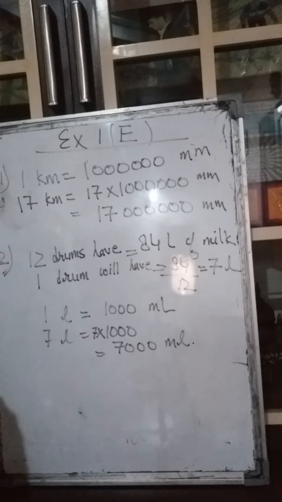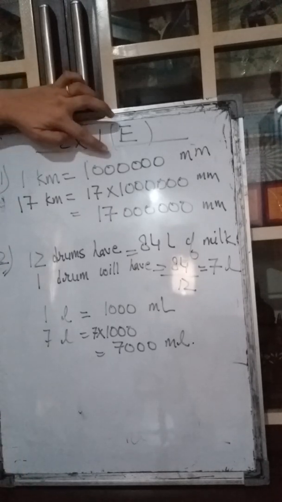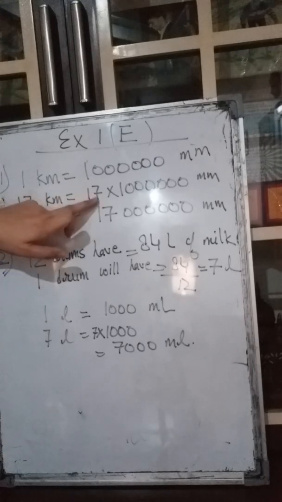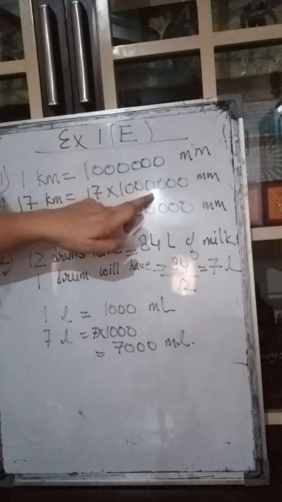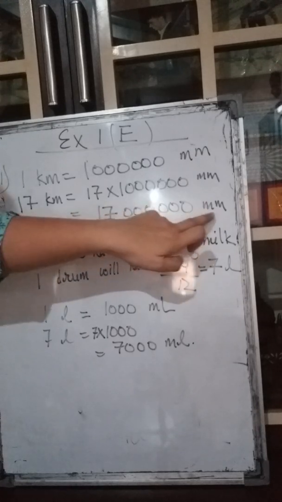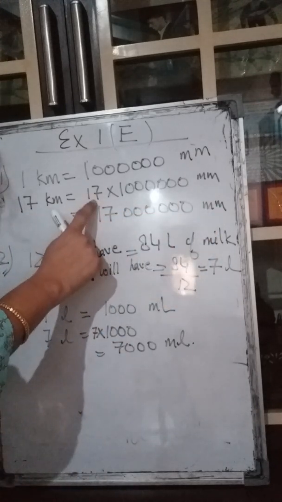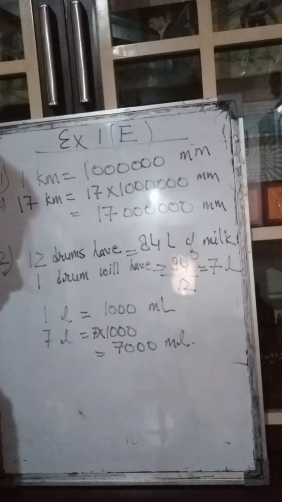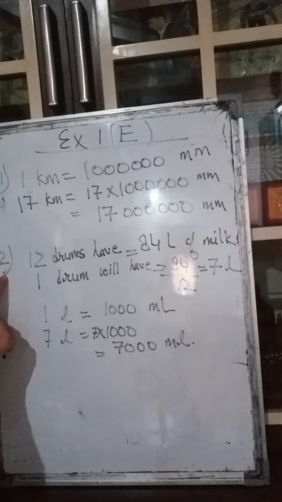Now we come to the first question. It says, how many millimeters are there in 17 kilometer? 1 kilometer is equal to 10 lakh millimeter. We just did that. Okay. So 17 kilometer will have 17 into 10 lakh. That becomes 1 crore 70 lakh millimeter. Or simply 17 with 6 zeros. This many millimeter. Clear?